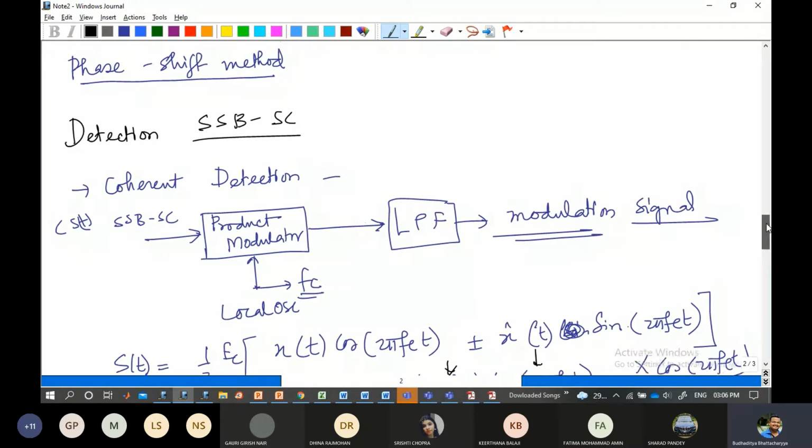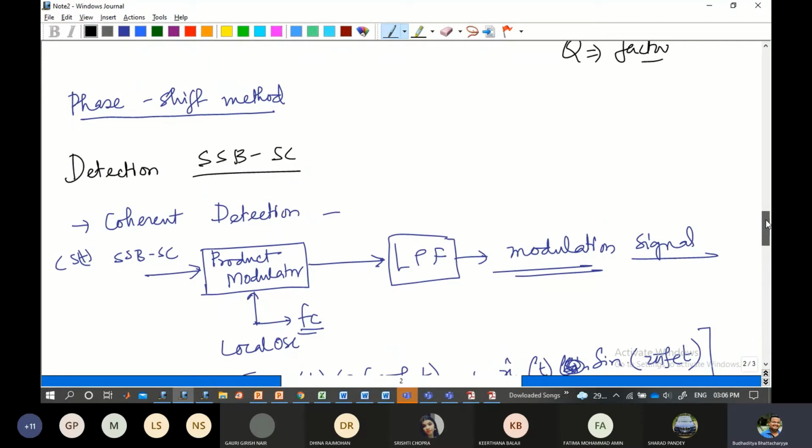Keeping that in mind, the phase shifting method was also introduced. As I showed you in the diagram, it was very similar, where we had a minus 180 degree phase shift introduced in case of the phase shifting method. Why I didn't show it?